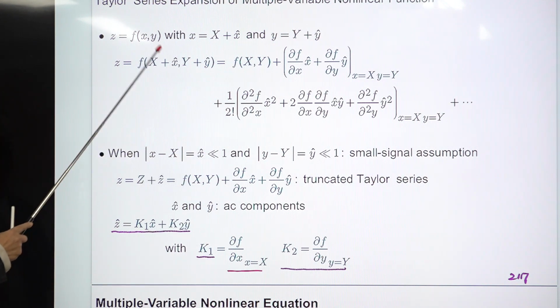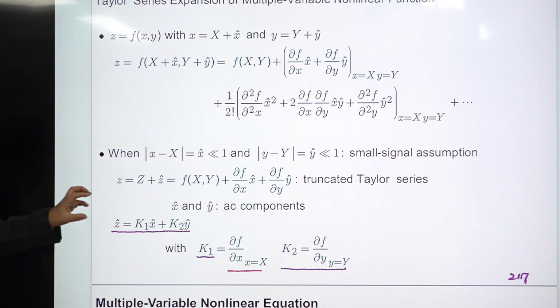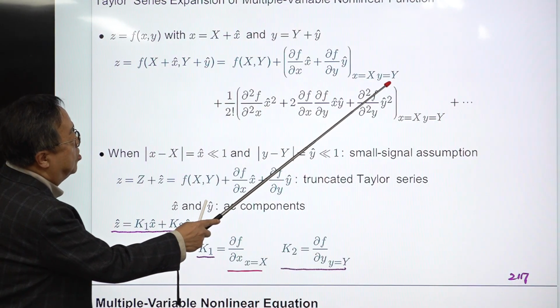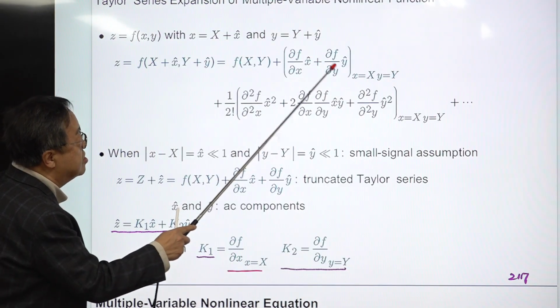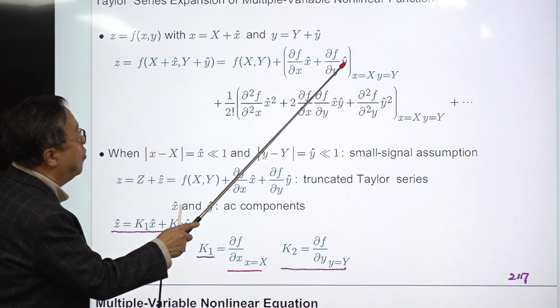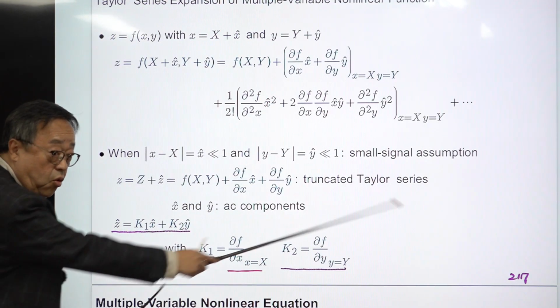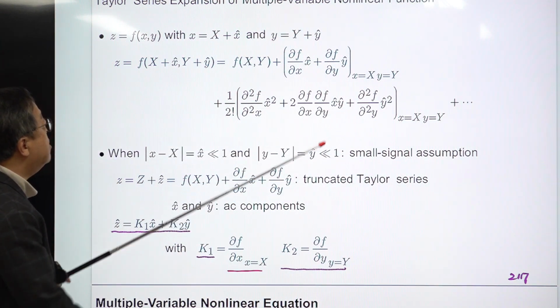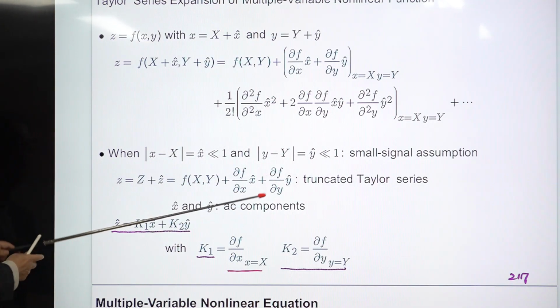Then first you evaluate that function with this, and you take the partial derivative of this. This is a partial derivative using the chain rule. You know the chain rule. And evaluate that at the operating point. This is the first order term, because this is the first order of x hat. There is only one order of y hat, and here this is squared, and forget about all high order terms, including this. Okay, so with this assumption, you ignore this, and you have this one.